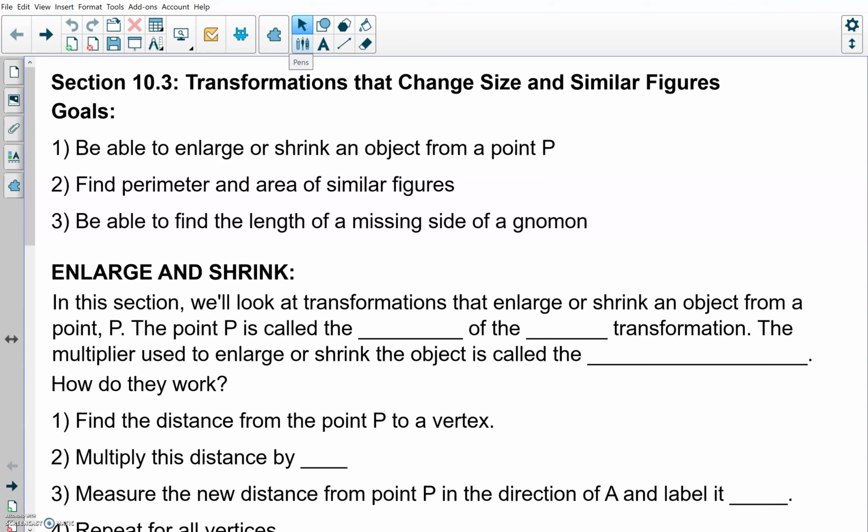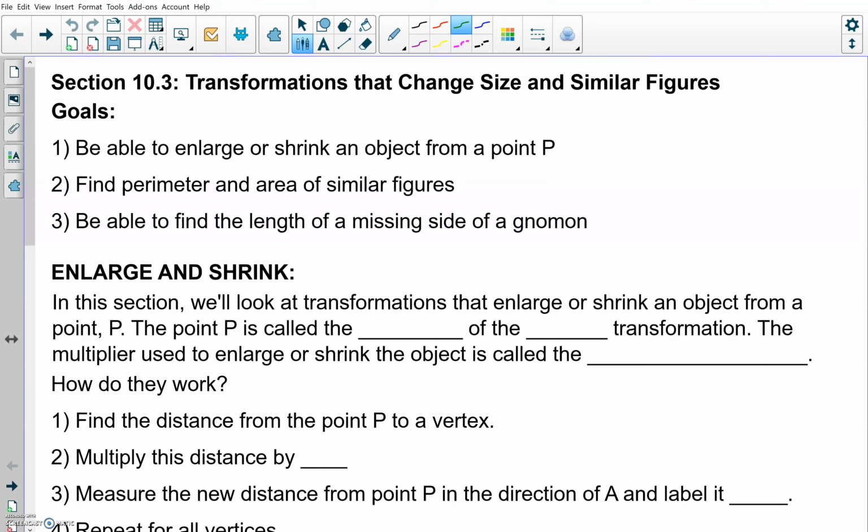Section 10.3, transformations that change size and similar figures. In this section, we're going to move away from rigid motion, so the shapes will be changing in some way. The goals here are to enlarge or shrink an object from a point P, so the size will definitely change, and then to find the perimeter and area of these similar figures.